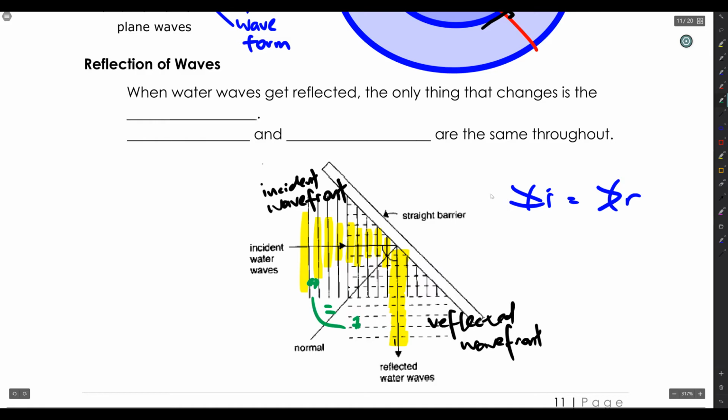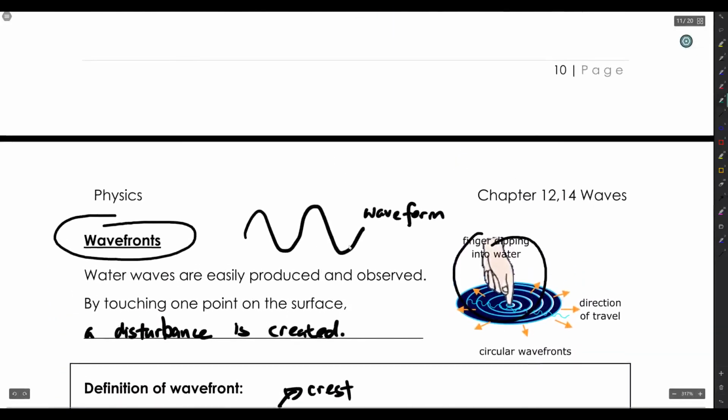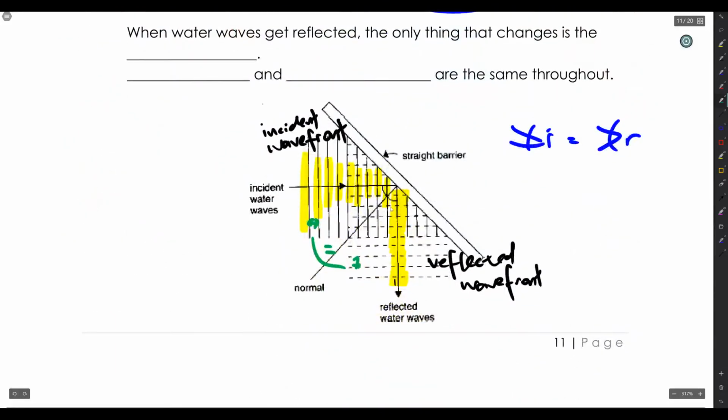Maybe you should write this down, so let's write here. This is important. Take note that the distance between two wavefronts is equal to one wavelength.